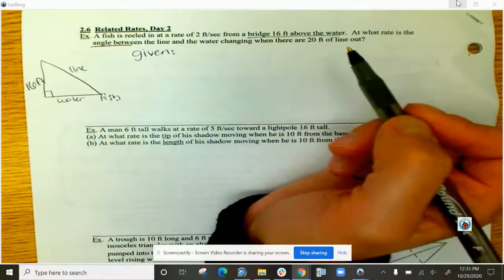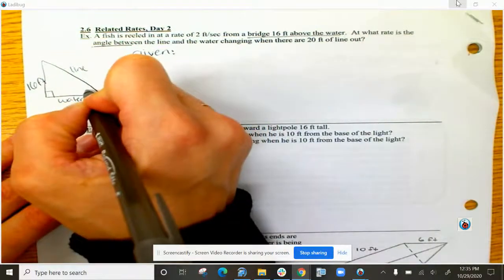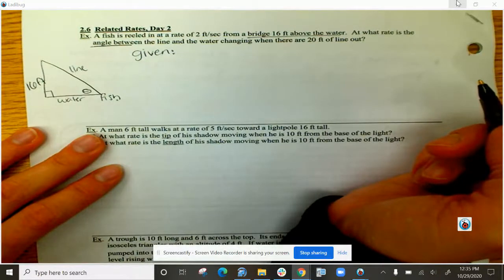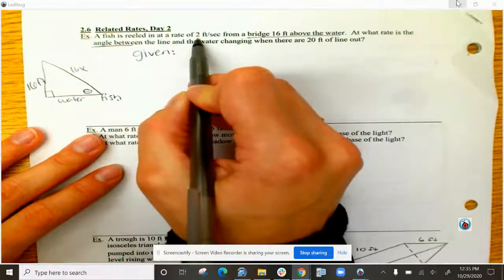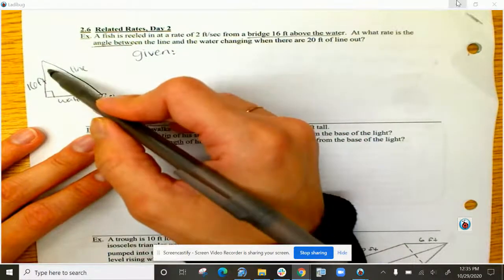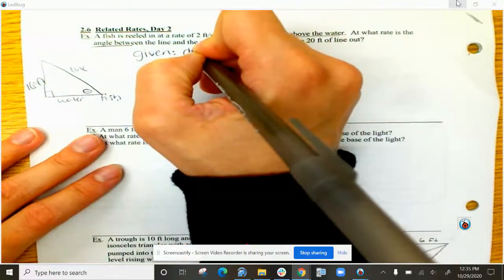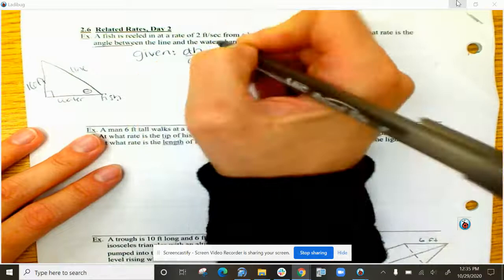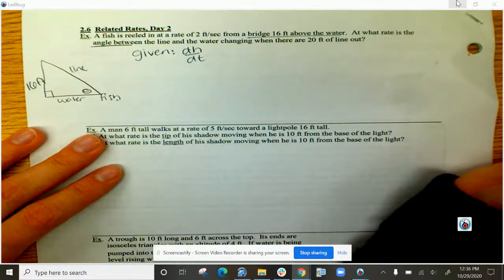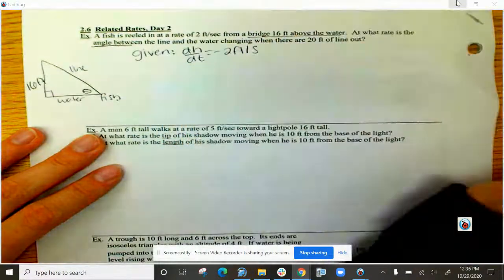So that's that. We are looking for at what rate is the angle between the line and the water changing. So that's what we're eventually looking for here. So we are actually given that a fish is being reeled in at a rate of 2 feet per second. So this line right here is decreasing at 2 feet per second. I'm going to call this dH/dt, H for hypotenuse in this triangle. That just seems like the easiest way to do it. And we know that's negative 2 feet per second.